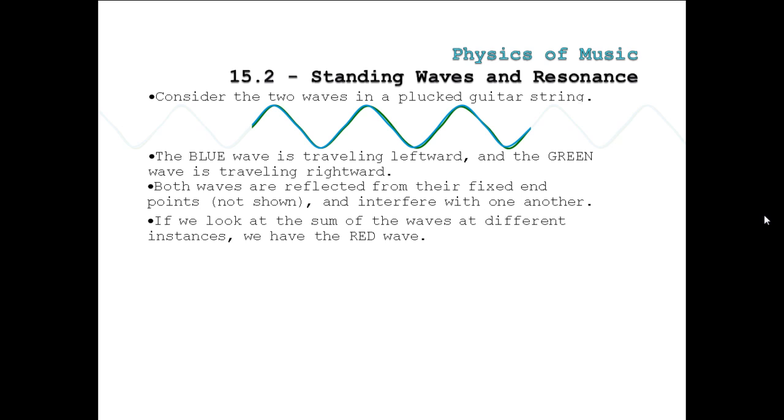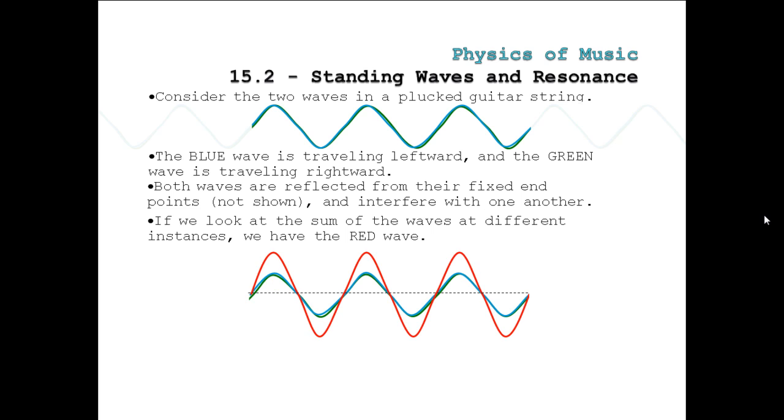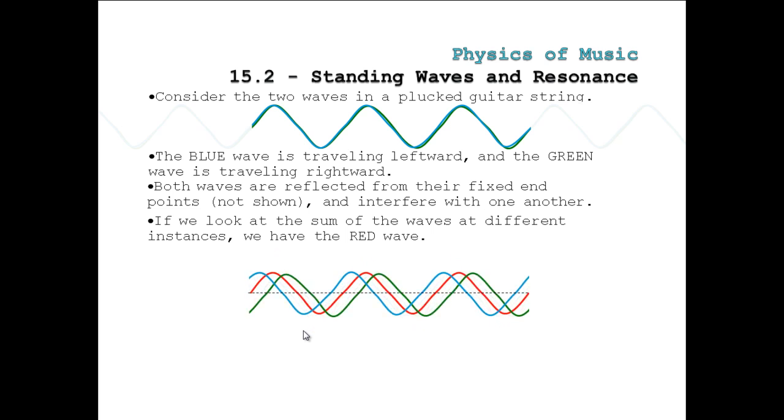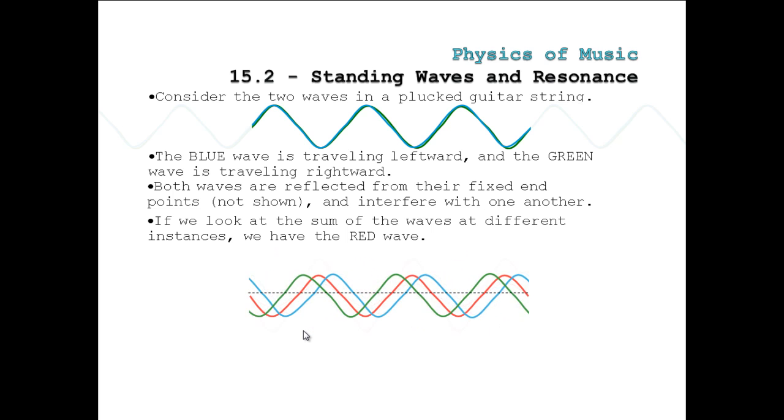And if we look at the sum of the waves at different instances, we have this red wave as shown below. Remember the superposition, drawing two waves on top of each other. They both have the same amplitude, so the red wave, the resultant, is going to have double the amplitude. And it's going to have the same wavelength, here to here. And as it's moving, you can see how the red wave changes. So just pay attention to the red wave on here.